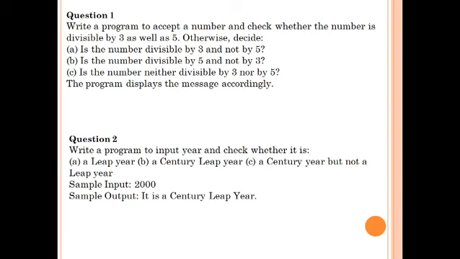The first question: write a program to accept a number and check whether the number is divisible by 3 or not.